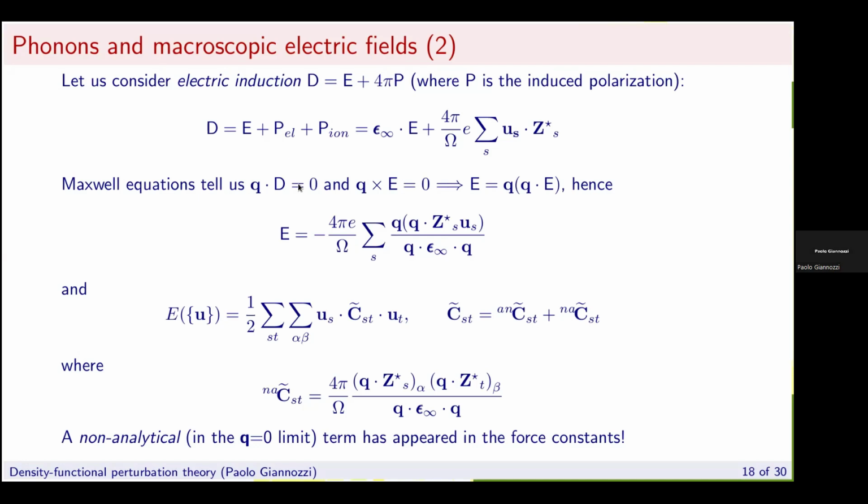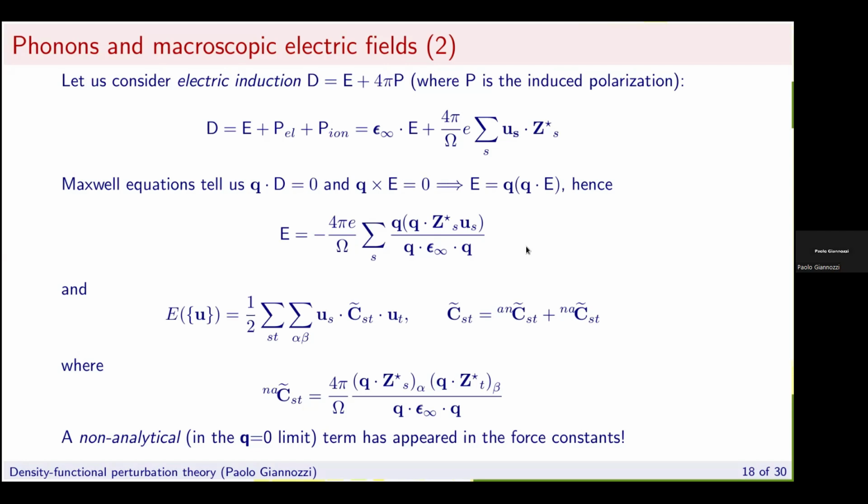From this constraint on D and E, one finds that E can be written as a longitudinal field, as in the second equation here on this slide, containing the displacement U and the Born effective charge Z star.